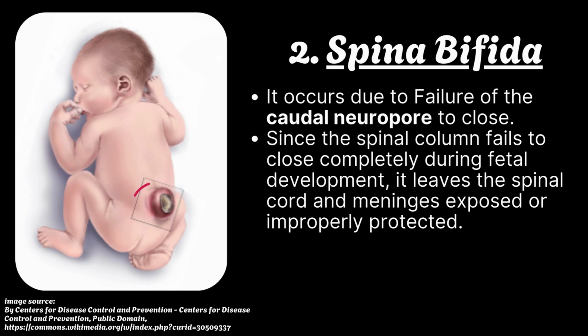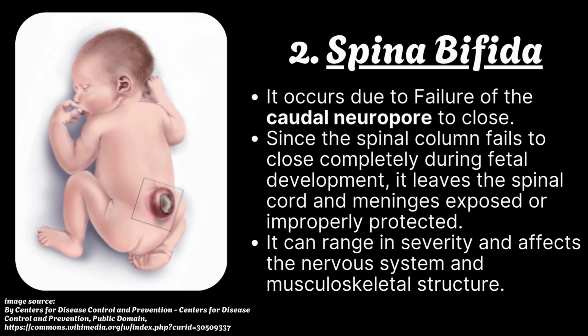Number 2, spina bifida. It occurs due to failure of the caudal neuropore to close. Since the spinal column fails to close completely during fetal development, it leaves the spinal cord and meninges exposed, or improperly protected. It can range in severity, and affects the nervous system and musculoskeletal structure.